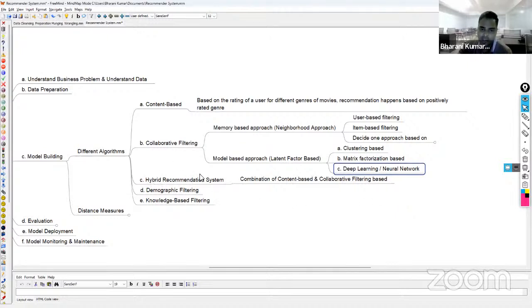And you can also use a hybrid algorithm, which would be a combination of content-based and collaborative filtering. There is also demographic filtering based on your demography. It's more of a non-personalized recommendation. And then you have something called knowledge-based filtering. Knowledge-based filtering means if you leave a review of a specific movie, what kind of review did you leave? Is it a positive review or negative review, or what kind of emotions are you exhibiting? And based on that, can I recommend a movie? Yes, absolutely, you can.